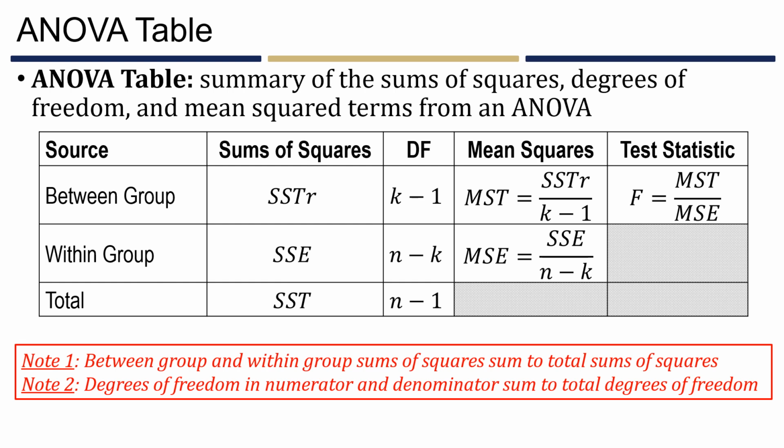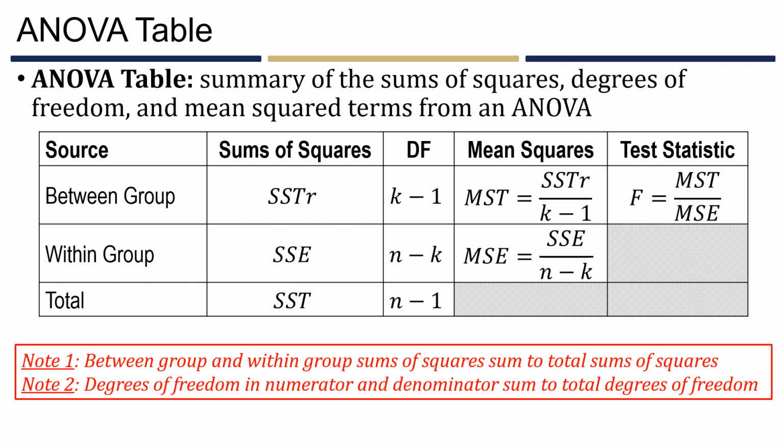The next column gives us our degrees of freedom. We have k minus 1 degrees of freedom in the numerator, n minus k degrees of freedom in the denominator, and adding those together will give us the total degrees of freedom altogether, which is n minus 1.